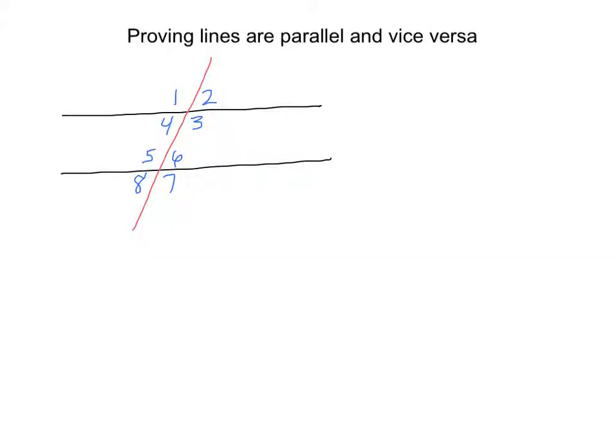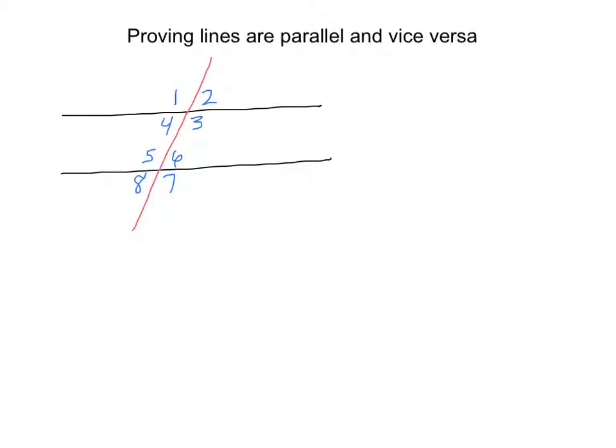We're now going to talk about how we can figure out if lines are parallel and what we know if lines are parallel. And we're going to talk specifically about angles. So in this picture, we have two lines right here cut by a transversal, and I've named the angles. If we want to know if those two lines are parallel, there's one thing we know.